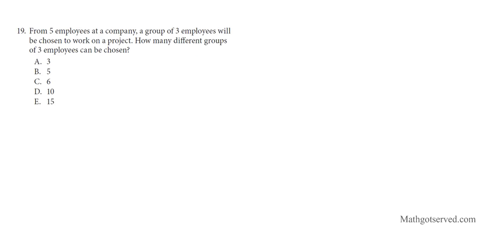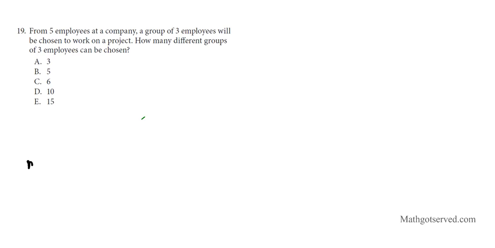All right, question number 19. It says there are 5 employees at a company. A group of 3 employees will be selected from the 5 to work on a project. How many different groups of 3 employees can be chosen? So the question here is, is this a combination or a permutation?